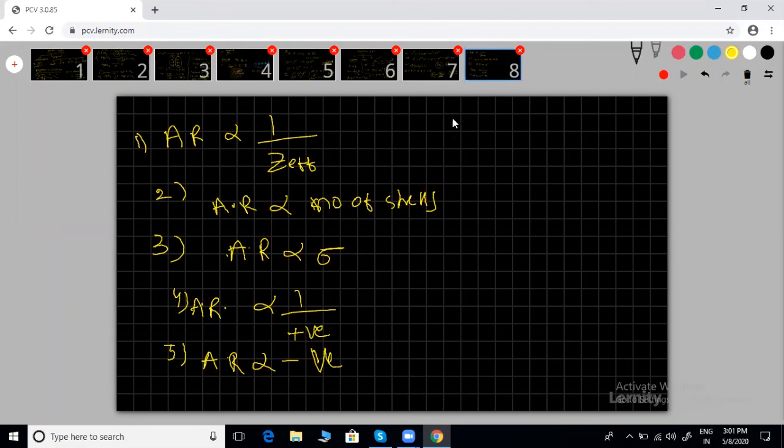And the other one, bond radius or bond length, is inversely proportional to bond order. Atomic radii is inversely proportional to bond order. The more the bond order, the lesser the size. Clear?